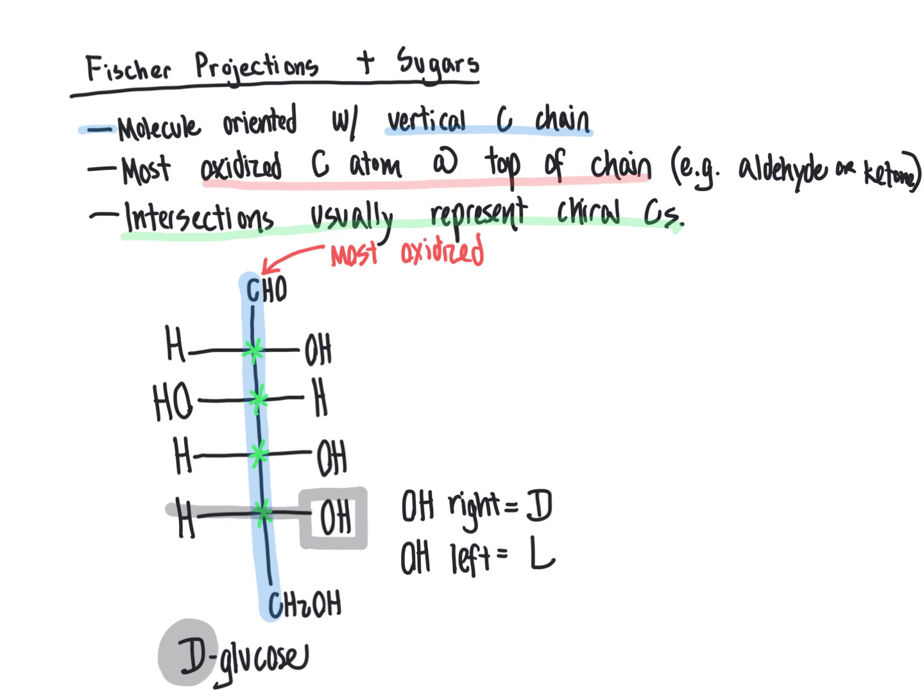And in these Fischer projections, any of the bonds that are horizontal would be represented by wedges if we were actually making a 3-dimensional model, and everything that's vertical would be represented by dashes in a 3-dimensional model. So stay tuned for applications of these Fischer projections as we look in more depth at the different types of sugar molecules and how these considerations of stereochemistry or 3-dimensional shape play into the biological roles that sugars play.